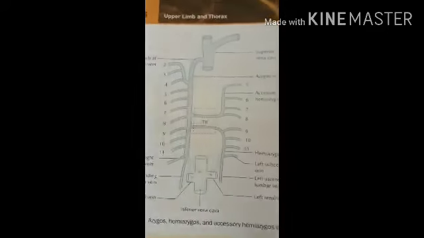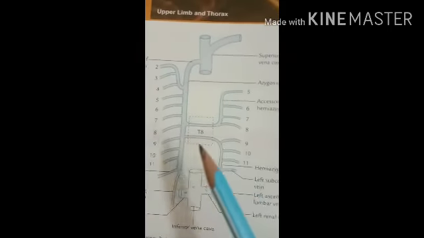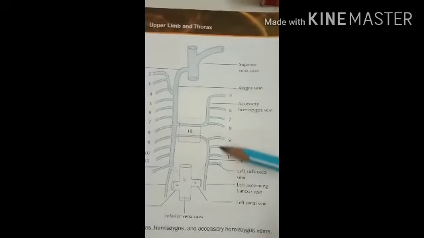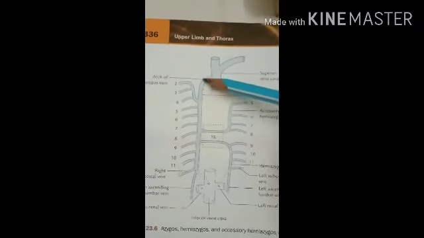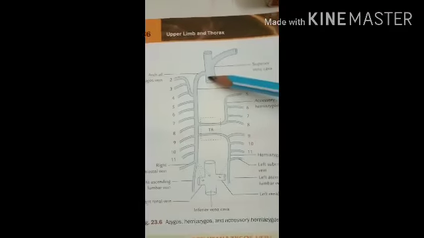Okay? So these are the three veins present in the thoracic cavity: the azygos vein, the hemiazygos vein and the accessory hemiazygos vein. Both the accessory hemiazygos and hemiazygos veins drain into the azygos vein, and the azygos vein then drains into the superior vena cava, this one.